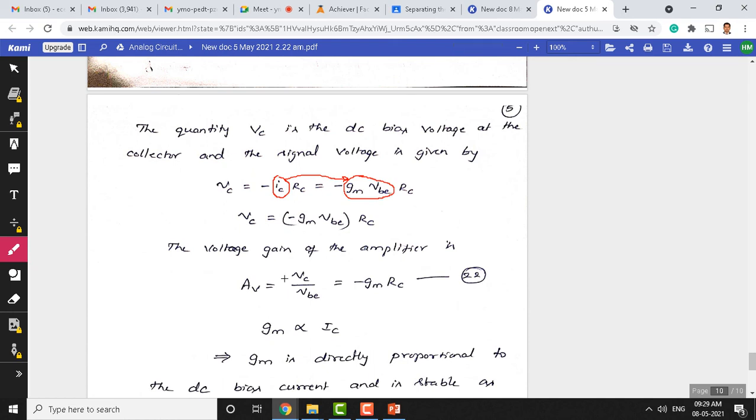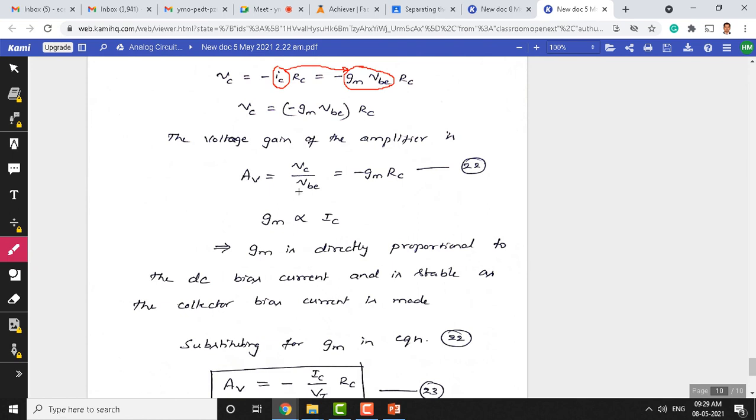Now let us define the voltage gain of an amplifier. By definition, voltage gain of an amplifier is vc, the AC collector voltage, divided by vbe, the input AC base emitter voltage. This ratio gives you the voltage gain, which is equivalent to minus gm times RC. This is a very important expression: for an amplifier, voltage gain is minus gm times RC. gm is the transconductance and RC is the collector resistance. So the voltage gain of a voltage amplifier mainly depends on these two components.